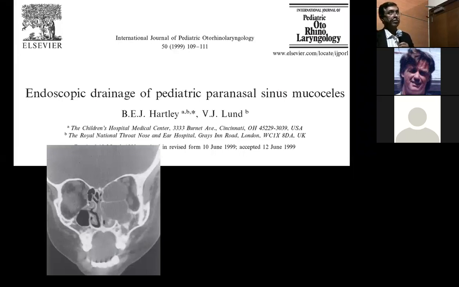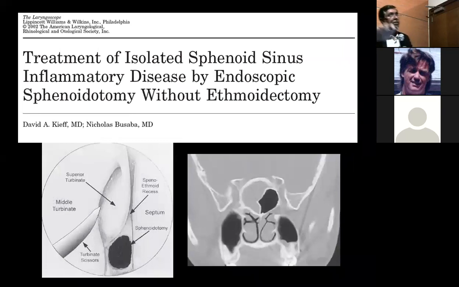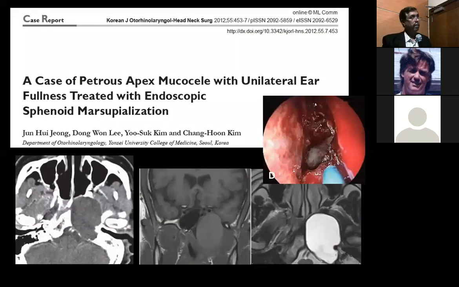Papers: endoscopic drainage of pediatric paranasal sinus mucocele. Pediatric. Endoscopic sphenoidectomy. Sphenoidectomy for this kind of lesion. Petrous apex mucocele, you can only reach it through the pterygoid fossa. Maxillary sinus, open the posterior wall of the maxillary sinus, you go to the pterygopalatine fossa, and from there you will reach the petrous apex.